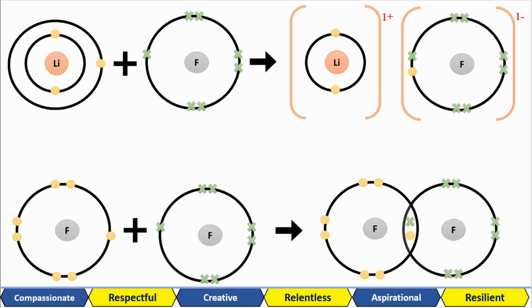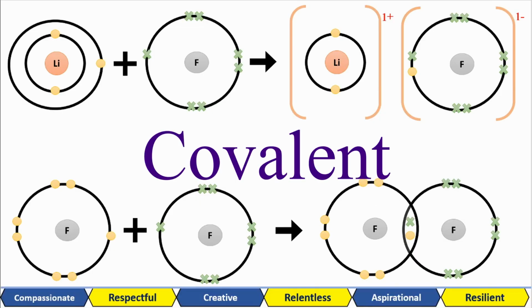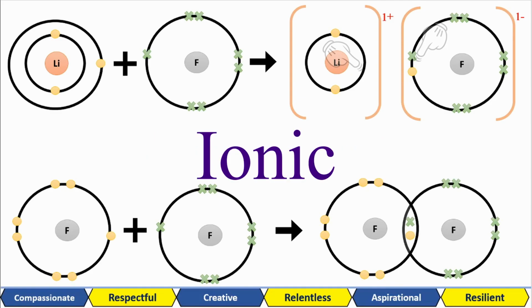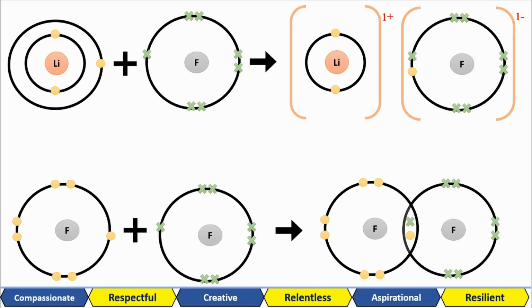So a quick summary: if they're sharing electrons, it's covalent. If they don't, it's ionic. We'll look at metallic bonds in the next video.